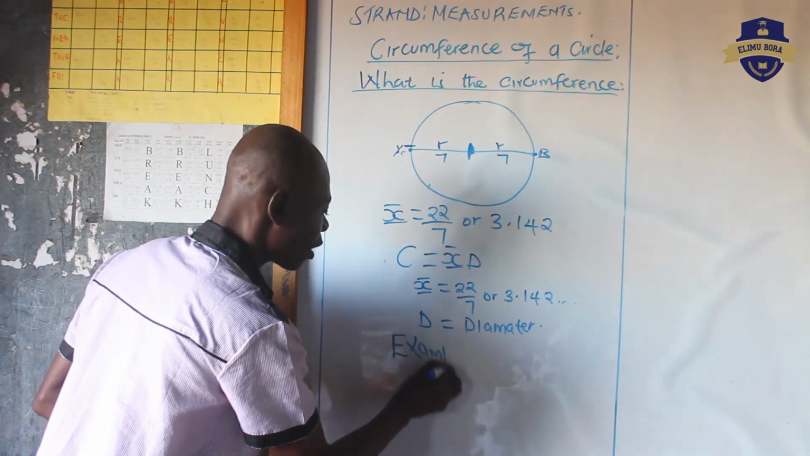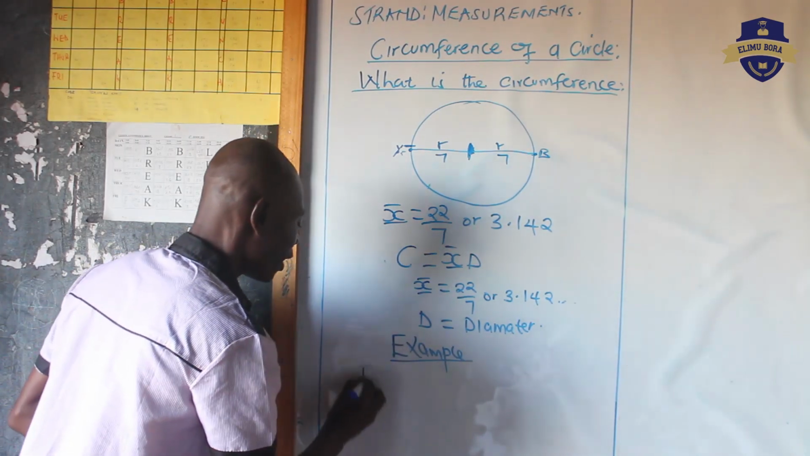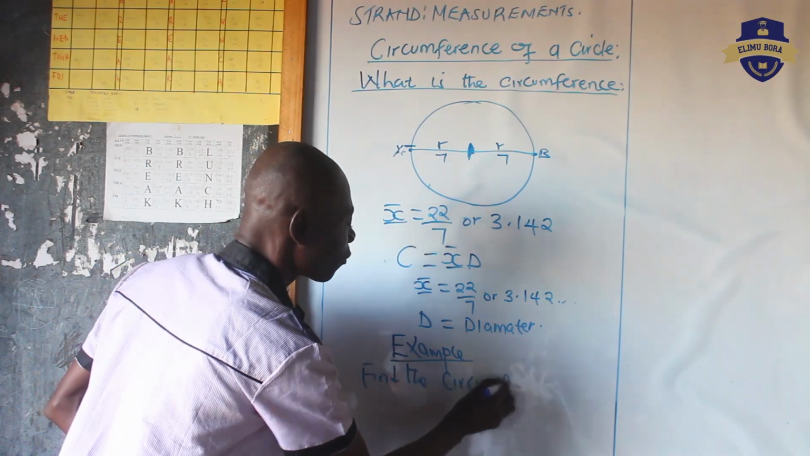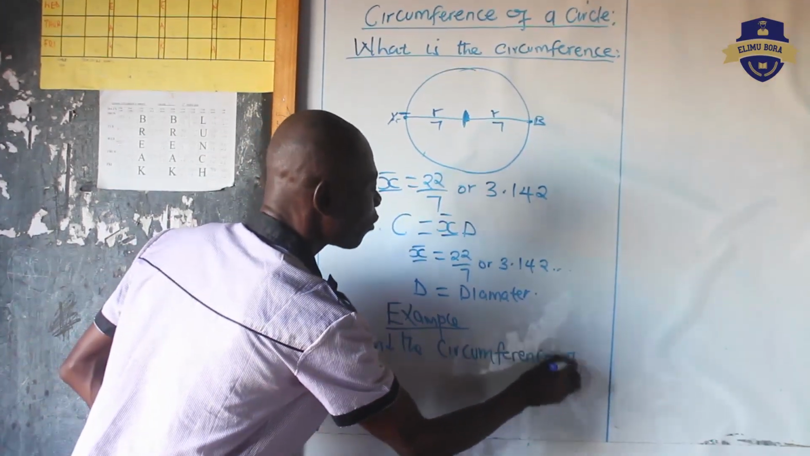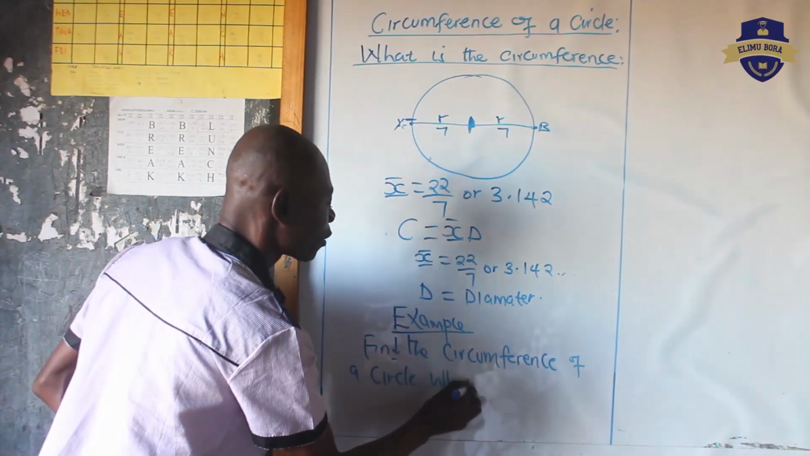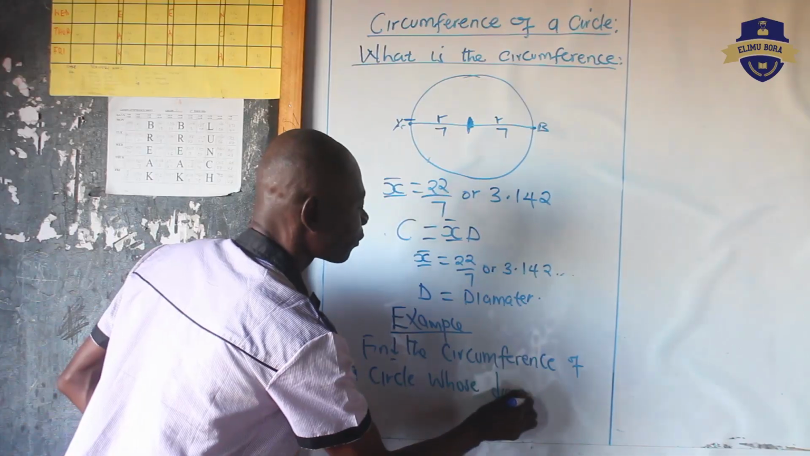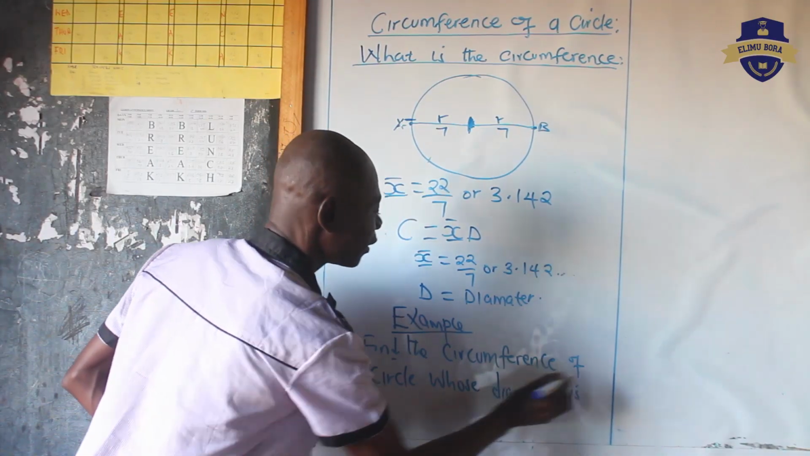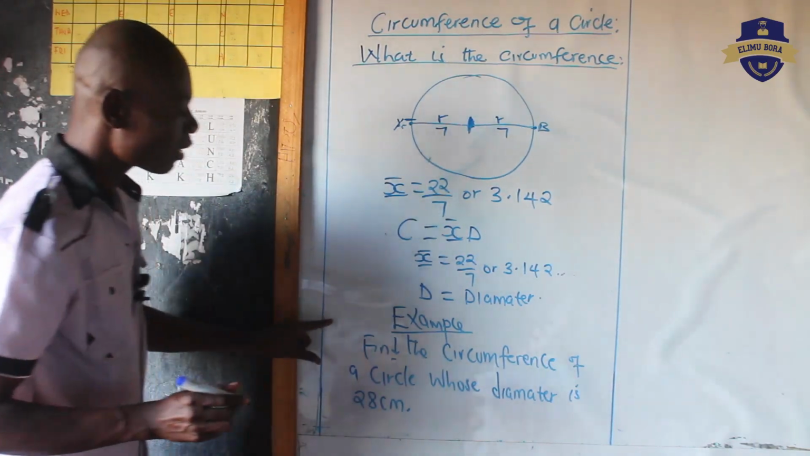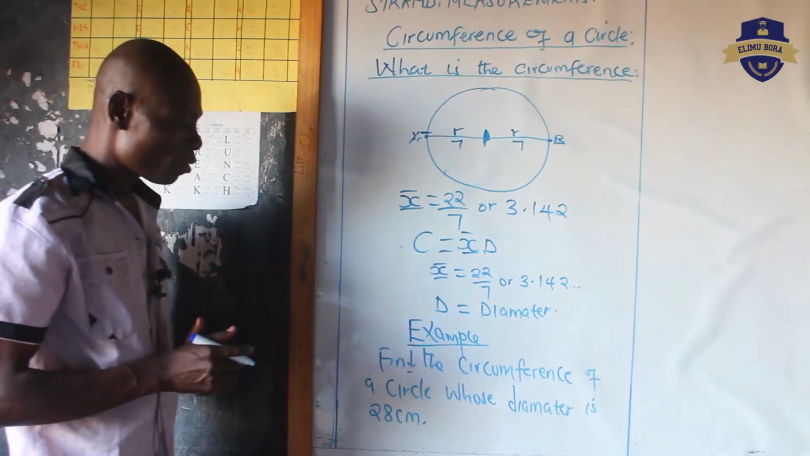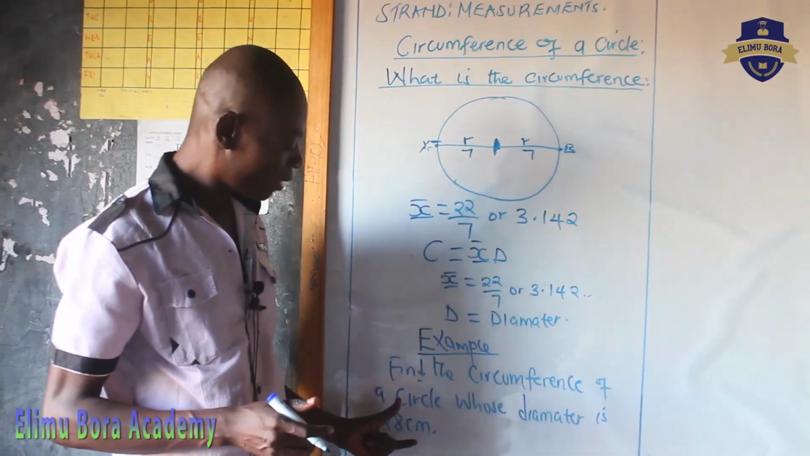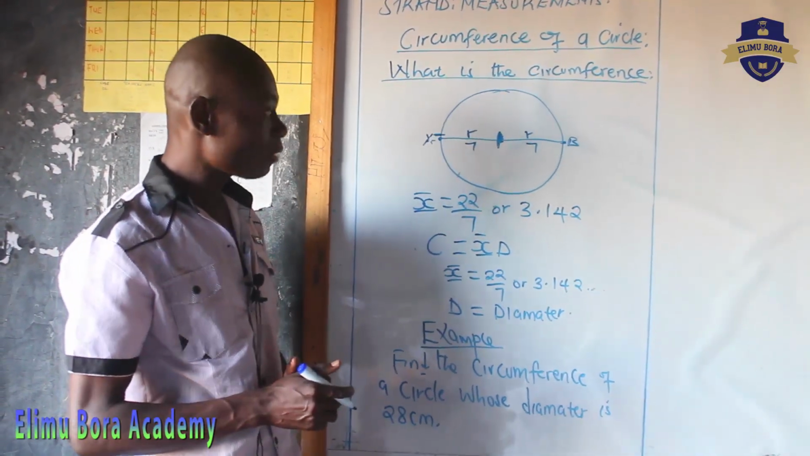Let us see an example. Let us see one example. Find the circumference of a circle whose diameter is 28 centimeters. They're asking you to find the circumference of a circle whose diameter is 28 centimeters.